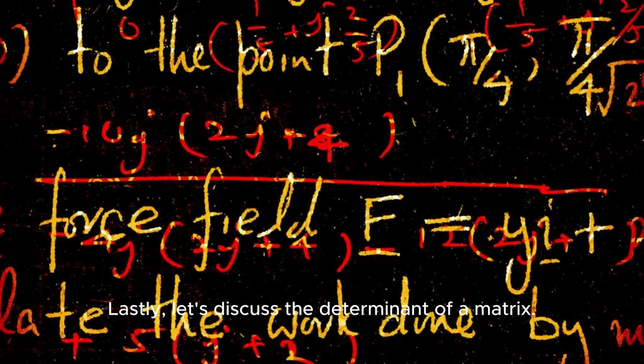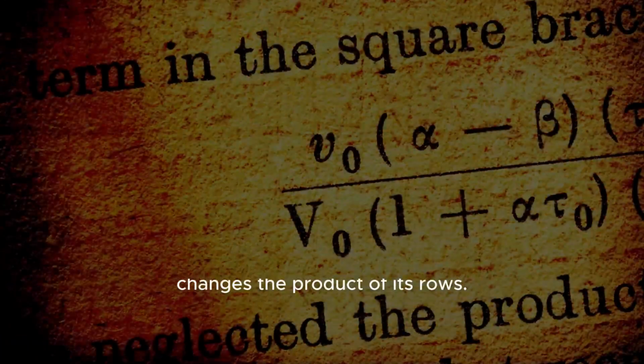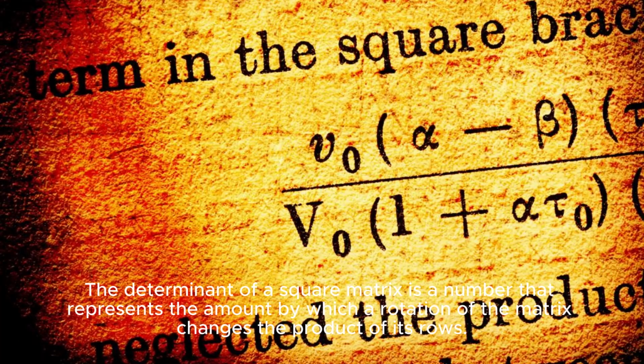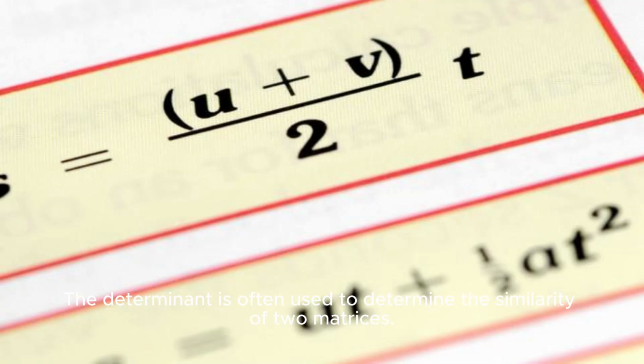Lastly, let's discuss the determinant of a matrix. The determinant of a square matrix is a number that represents the amount by which a rotation of the matrix changes the product of its rows. The determinant is often used to determine the similarity of two matrices.